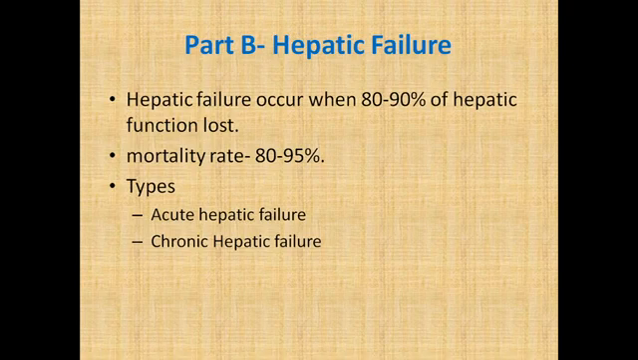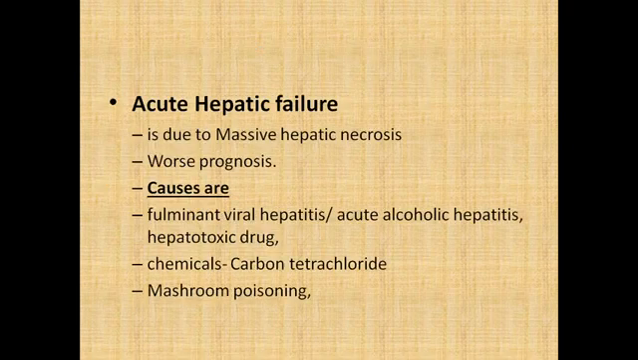Hepatic failure occurs when 80 to 90% of hepatic function is lost. Whenever there is loss of 80 to 90% of hepatic function, ultimately it leads to hepatic failure. What is the mortality rate? 80 to 90%. And what are the types? Either acute or chronic. Acute hepatic failure and chronic hepatic failure.